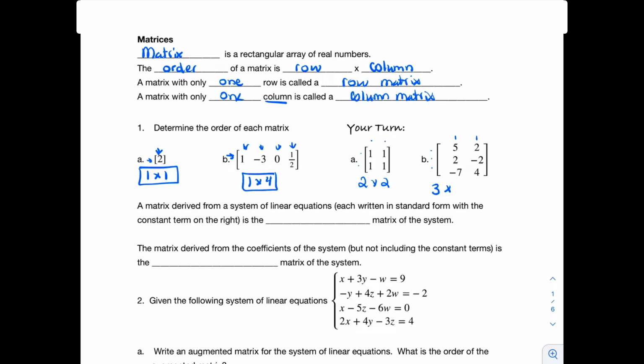And for example B, we have 3 rows and 2 columns, so this is a 3 by 2 matrix. Now notice on both example A's that I had up here, we have what's called a square matrix. When the number of rows equals the number of columns, it has a special name, it's called a square matrix.